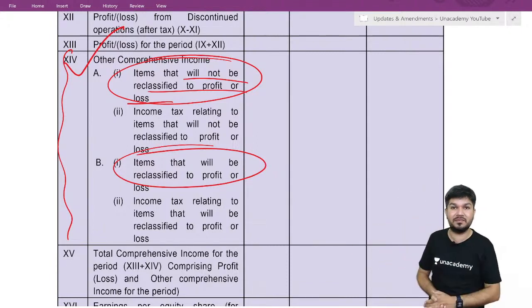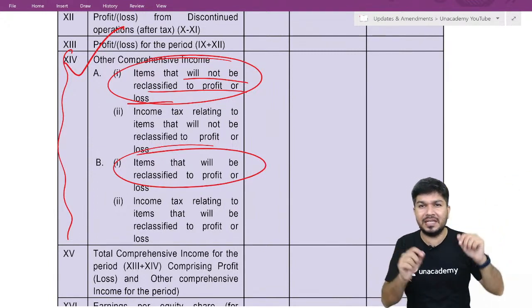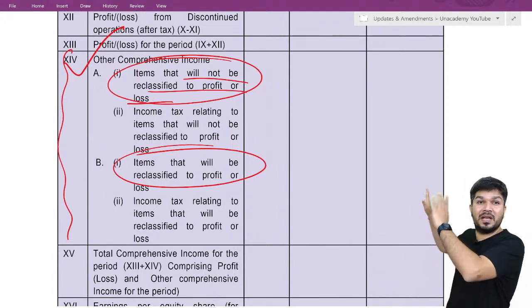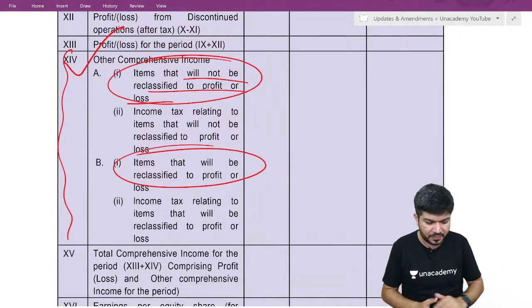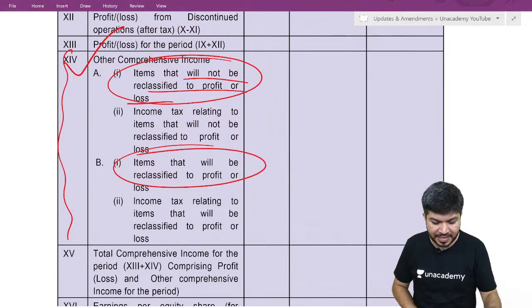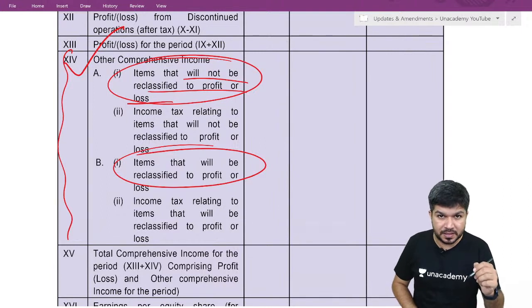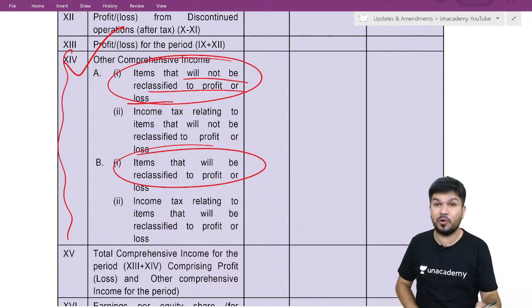Okay, not reclassified means directly going to retained earnings. Reclassified means it will come in SOPL, normal PNL में आएगा, and from there it will go to retained earnings. Did you understand this? The list of items which are not reclassified to PNL and reclassified to PNL is given.